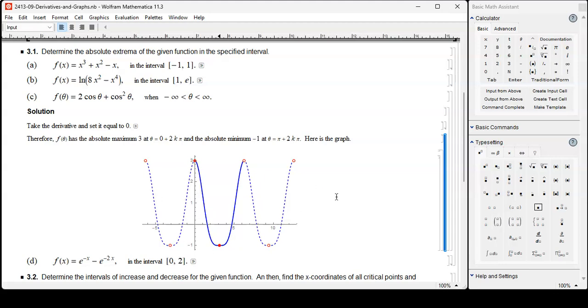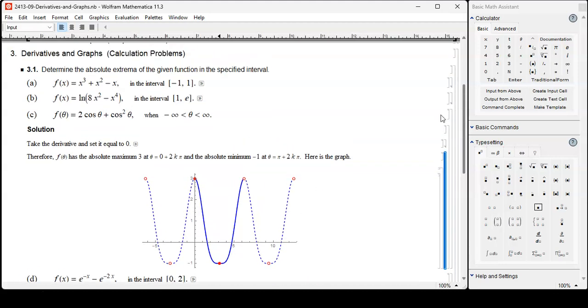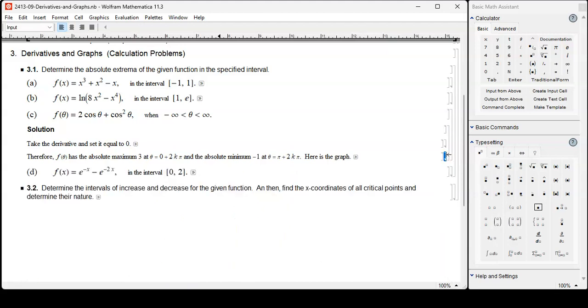Yeah, like this. And then it looks like maximum 3 at 0, and then 2 pi and 4 pi and so on. And then here pi, 3 pi, and then 5 pi or negative pi and so on. Those are going to be absolute minima. And is that really the case? Well, negative infinity to positive infinity, so you don't really have to worry about the endpoints.